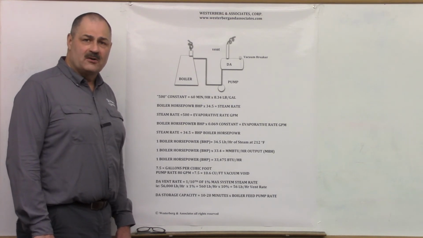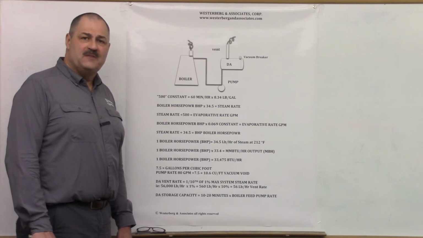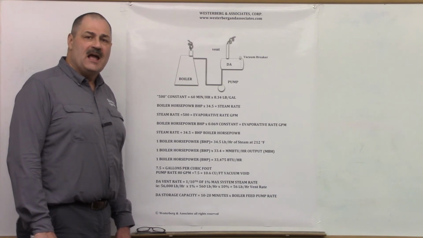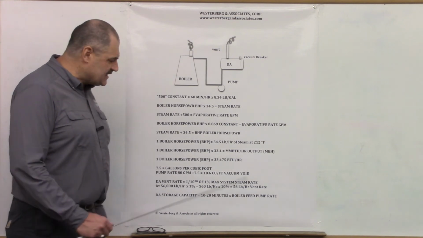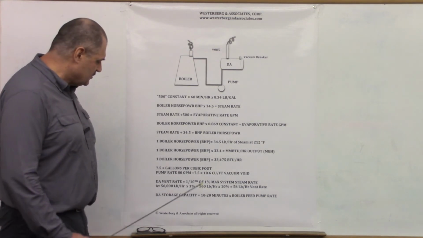My vacuum breaker that we size for feed water storage tanks or deaerators has to be able to break that at 1 inch of mercury vacuum. That's how we size vacuum breakers for those vessels.